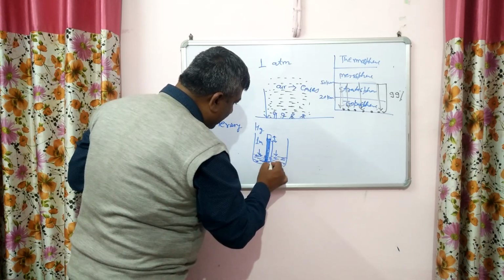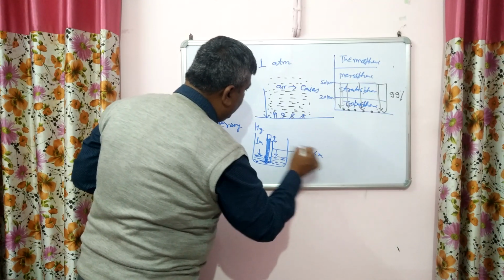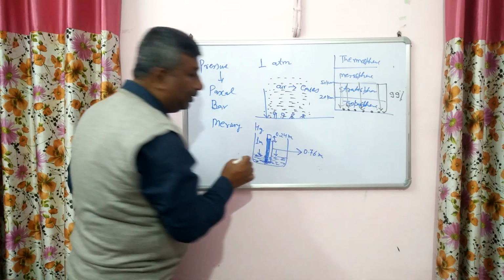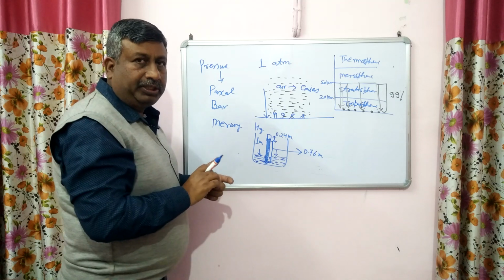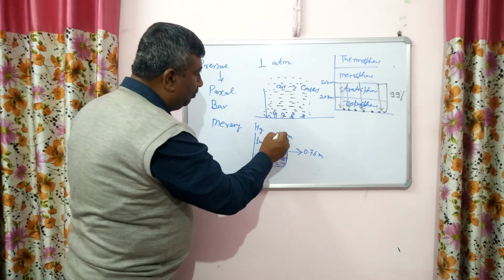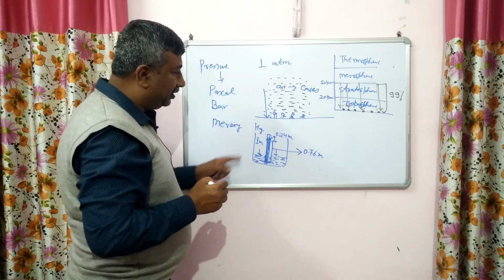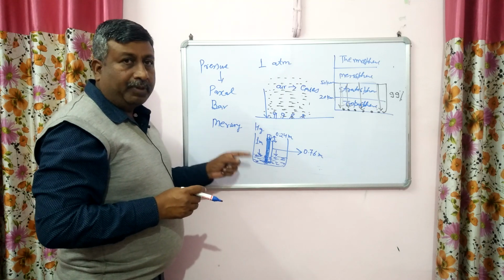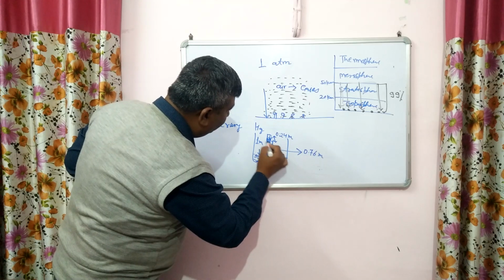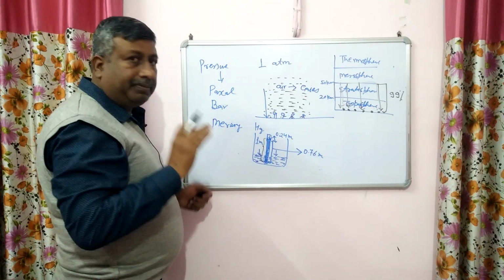okay, now this is the height. This height is 0.76 meter, and this drop is about 0.24 meter. So in the narrow tube, mercury drops down 0.24 meter, and this pressure here is atmospheric pressure. So we can say the atmospheric pressure is equal to the height of this, 0.76 meter of mercury.